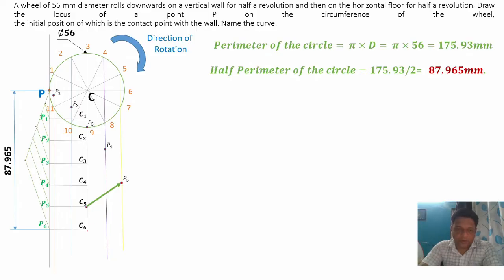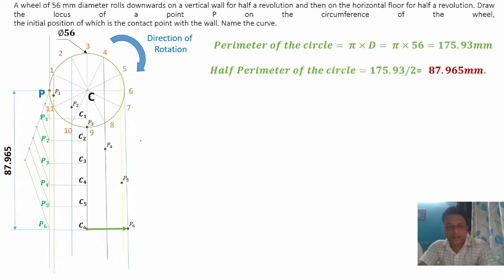Now go to the point C6. For C6, we require a line passing through point number 6. So draw a line passing through point number 6. Now from C6, take the radius in your compass and mark one arc. So it will be directly above this point C6. So this is known as point P6. So in this way, we got the points P1, P2, P3, P4, P5, P6.